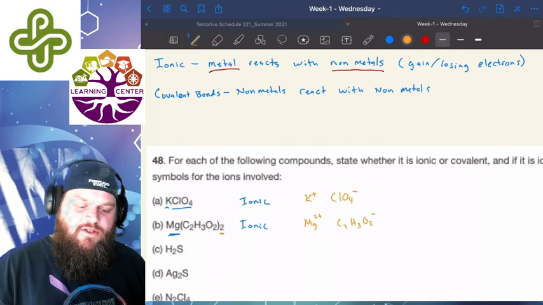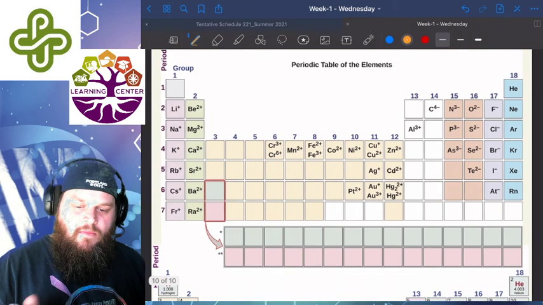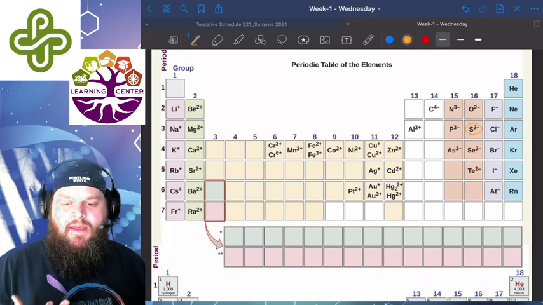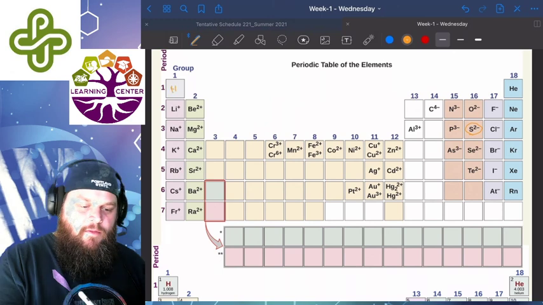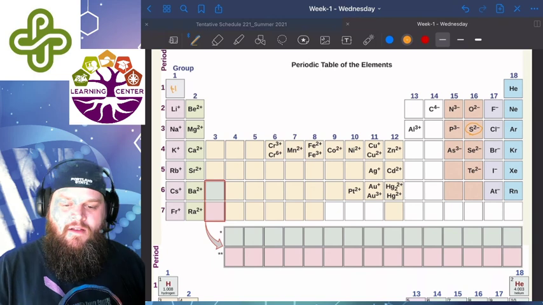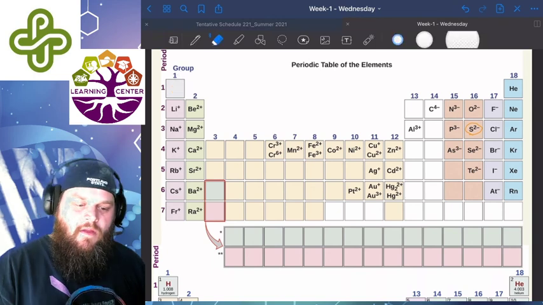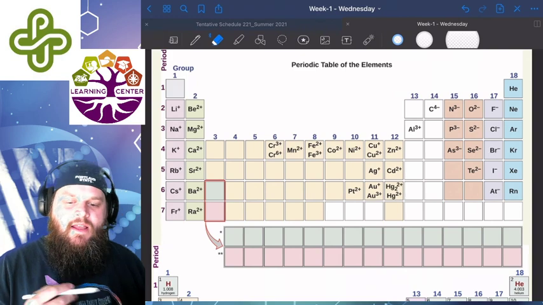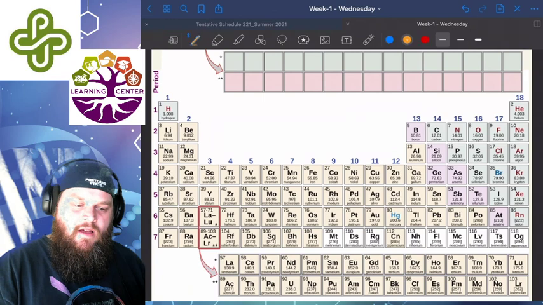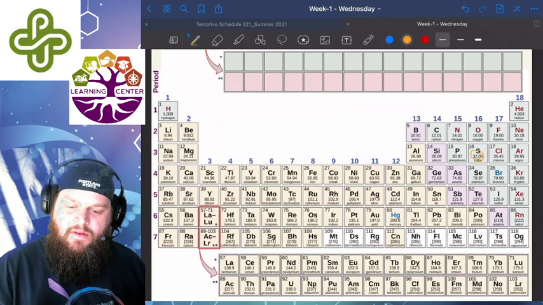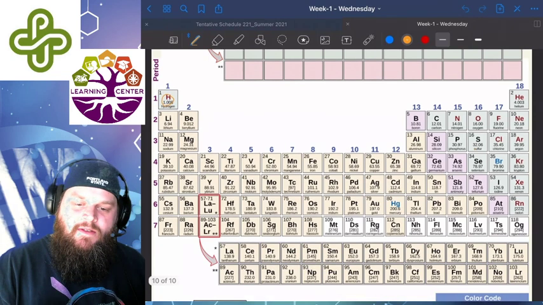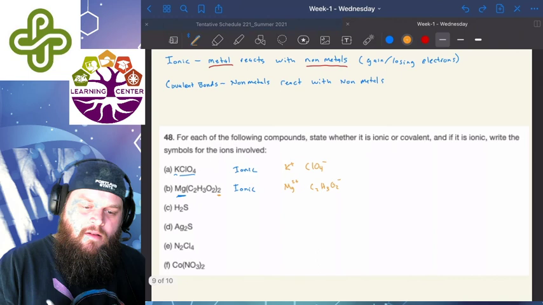The next one, H2S. So you see S is over here. It's going to be a -2 charge. H is supposed to be up here in group 1. It's not really in group 1. It's just up there on the top because that's kind of where it belongs. But you notice that the S -2 is over here with the nonmetals. So H is a nonmetal too. That means it's a nonmetal bonding to a nonmetal. It's going to be a covalent bond.